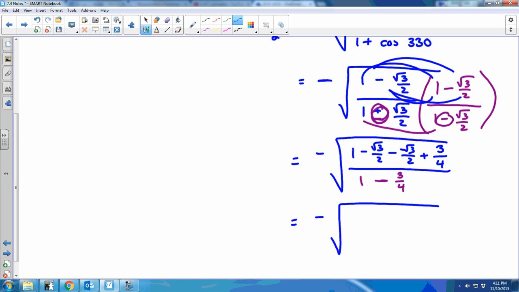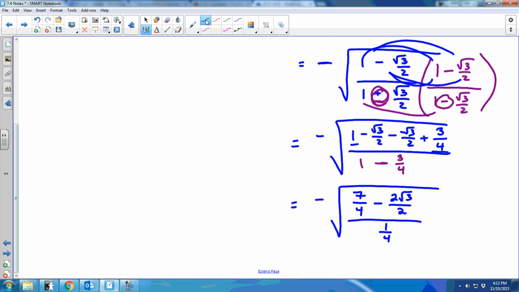All right, so now we're just going to try to put all this together. 1 plus 3/4. That's 4 over 4 plus 3 over 4 is 7/4. And you have 2 square roots of 3 over 2 in the numerator. In the denominator, you have 1 minus 3/4. That's a 4th. Now, side note, these 2's will cancel out.